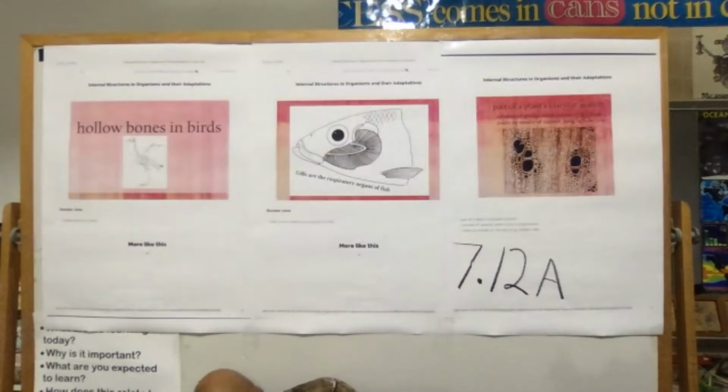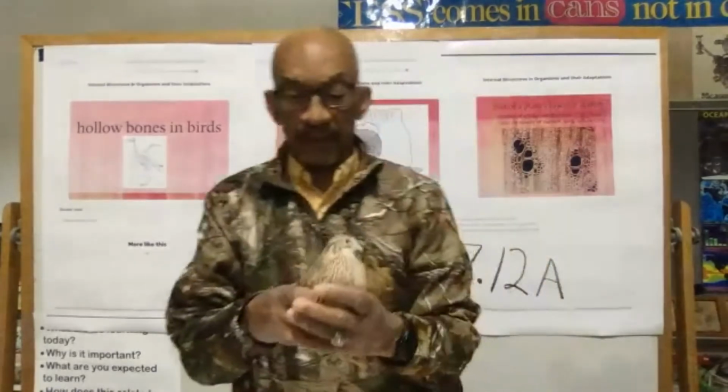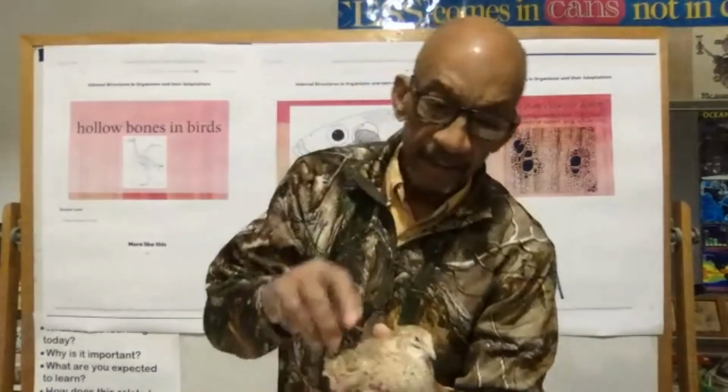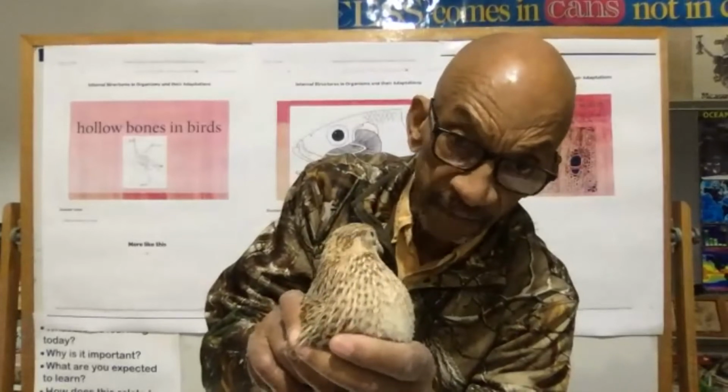Bessie the Quail. Now, Bessie is a flying bird. This is Bessie the Quail. And if I put her down, she'll probably take off flying.